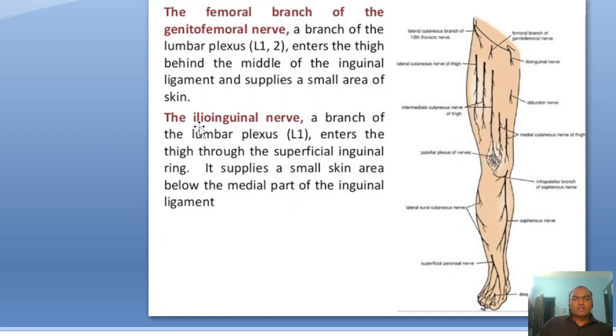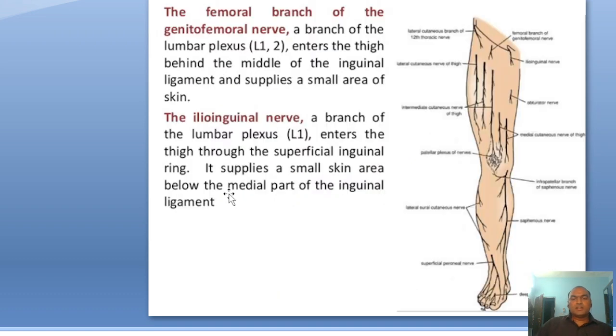And this is the ilioinguinal nerve, a branch of lumbar plexus, root value L1. It enters the thigh through the superficial inguinal ring. It supplies the small skin area below the medial part of inguinal ligament. So this is the ilioinguinal nerve supplying the medial part of inguinal ligament. This is the genitofemoral nerve.